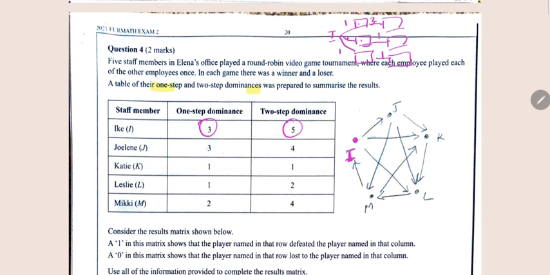Now look for someone who has beat 3 other people besides Ike, and that's Jolene. So this is Jolene who beat 3 other people, and another 2 people who beat 1 other person, which is K and L. Okay. So Ike beat J, Ike beat K, and Ike beat L.